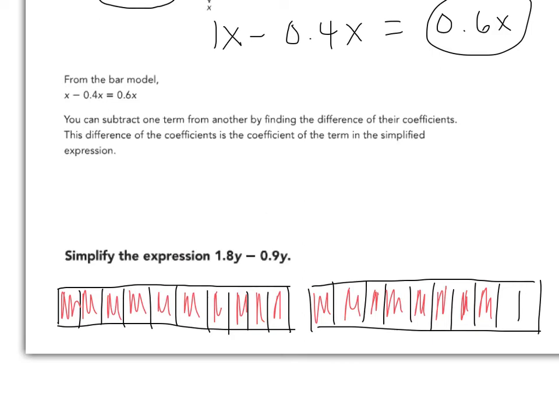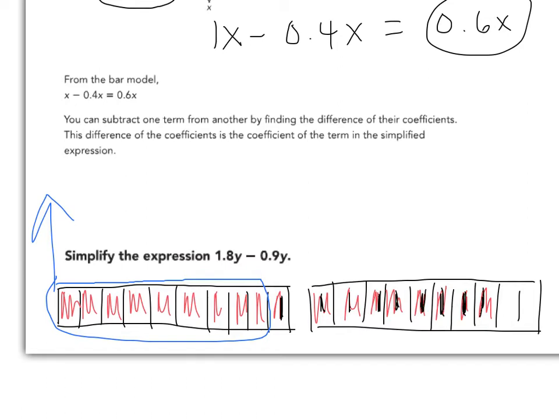We now need to take away 9/10. So we need to take away 9 of the pieces. Okay, so if I take away 9 pieces, we can do it over here. 1, 2, 3, 4, 5, 6, 7, 8, 9. Circle these like we're taking them away. Whatever is left is our answer. So when I count them up, I have 1, 2, 3, 4, 5, 6, 7, 8, 9/10 left over. So 1 8/10 y minus 9/10 y leaves us remaining 9/10 y.